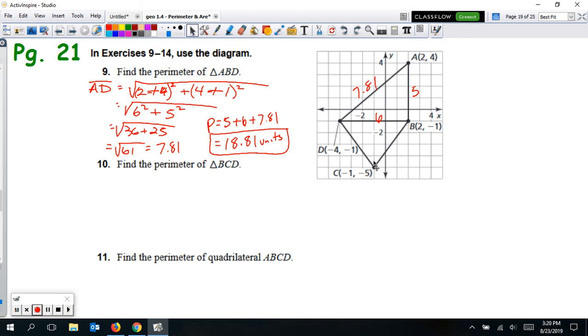So they have the same number slope, just different signs, though. One's positive, one's negative. And so they are going to be the same distance. So let's just find the distance of one of those. It will be the same on both. So let's go for BC.